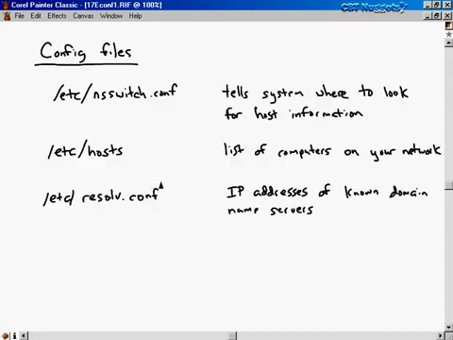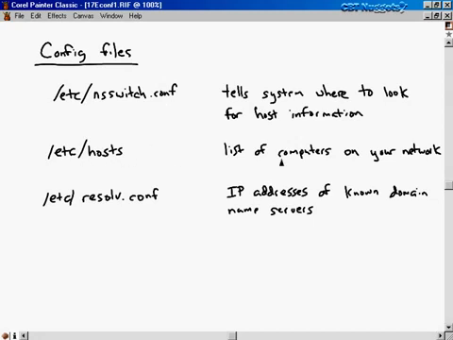So let's look at some configuration files, sort of the first configuration files for DNS. There's a file called nsswitch.conf, and that's in the /etc directory. Actually, all of these are in the /etc directory. This file tells the system where to look for host information. We'll look at a sample nsswitch.conf when we go out to the Linux screen.